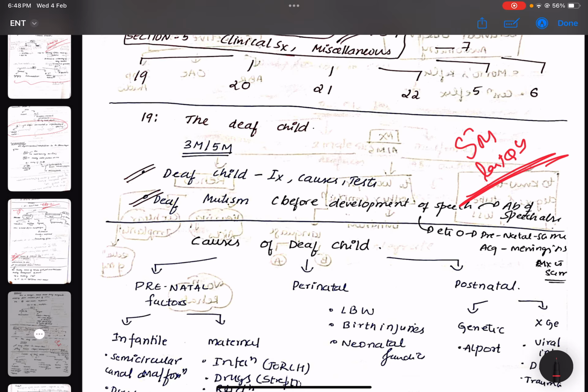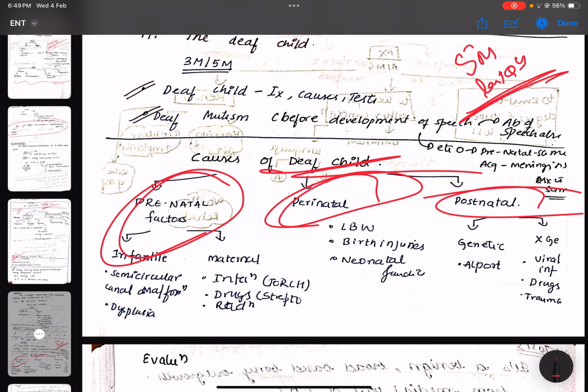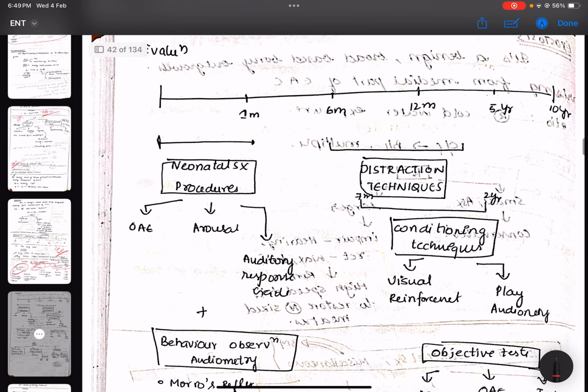That is hearing aid, deaf child, deaf mutism, all those things. Again, while writing the causes of deaf child, you have to talk about prenatal factors, perinatal factors and postnatal. Okay, and prenatal factors can be due to infantile factors or maternal factors. Again, these are the perinatal causes and these are the postnatal causes. Again, evaluation, how do you do an evaluation? Based on the timeline I have just presented, make sure you study it accordingly.